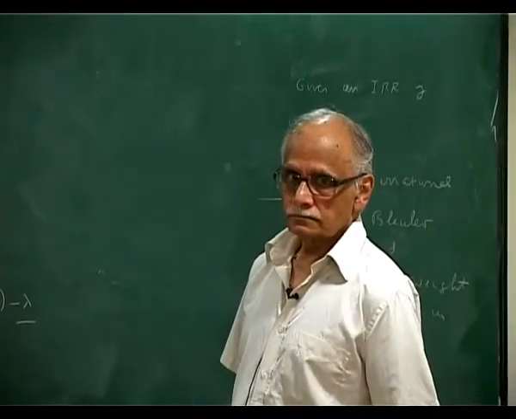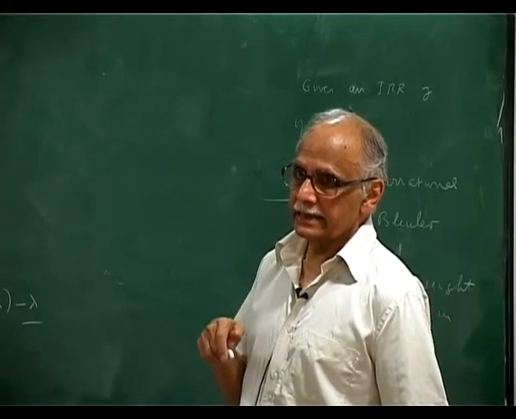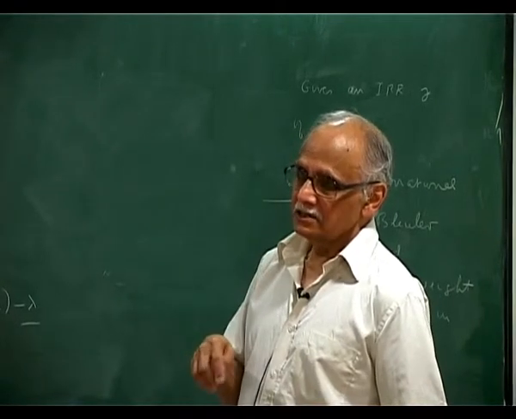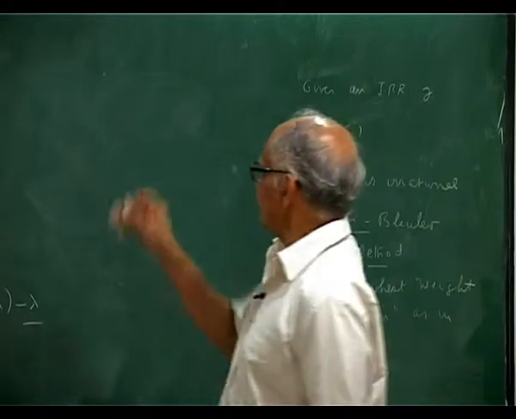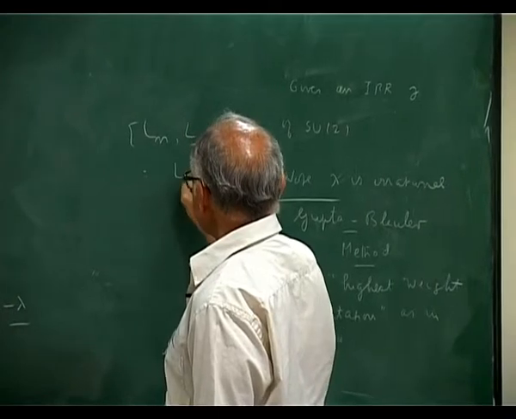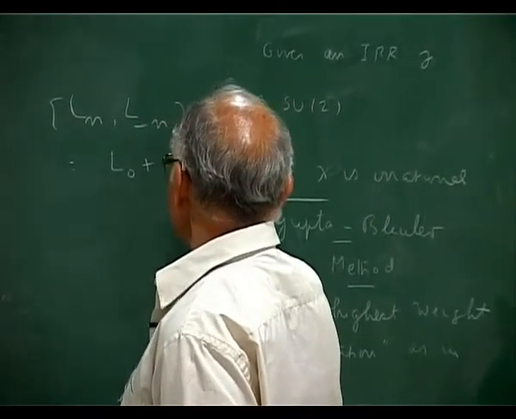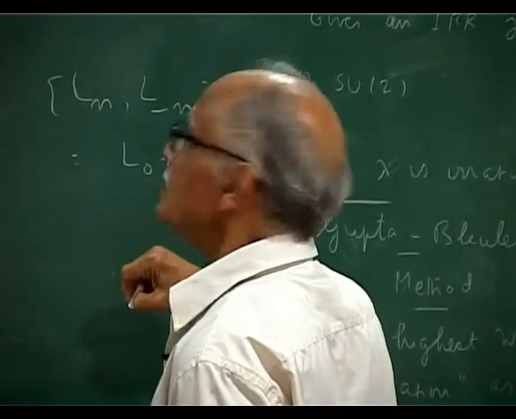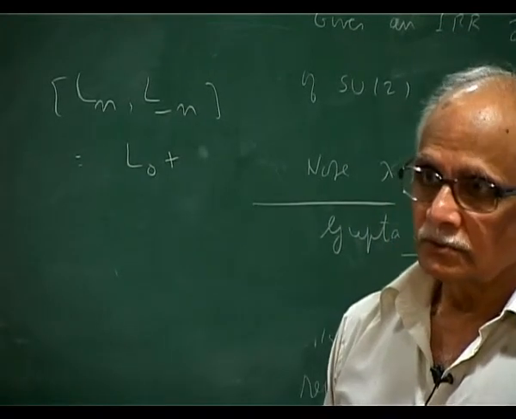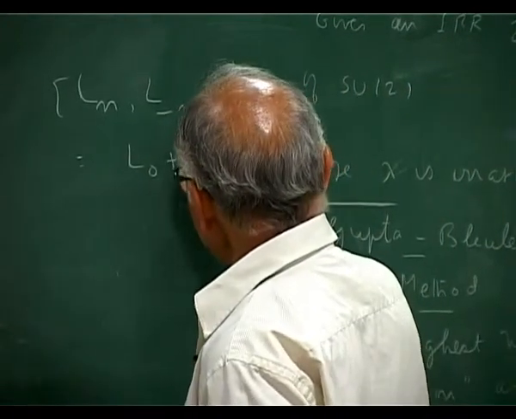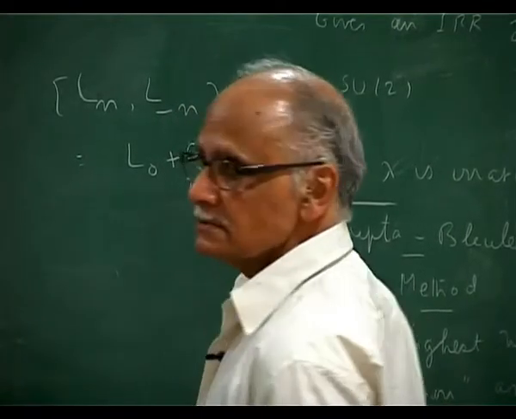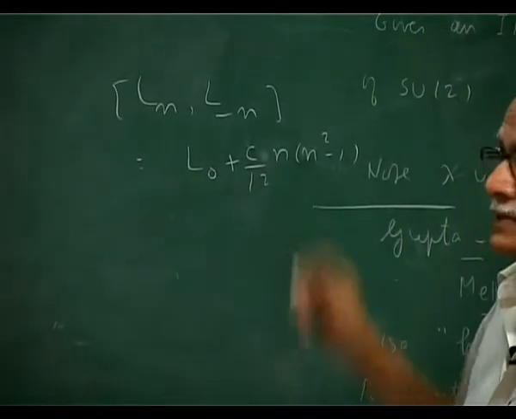This is like L m, L minus m in the Virasoro algebra. You may know this algebra: the bracket of L n and L minus n is not L 0, but L 0 plus C over 12 times n into n squared minus 1, something like this. It is the analog of this term here.